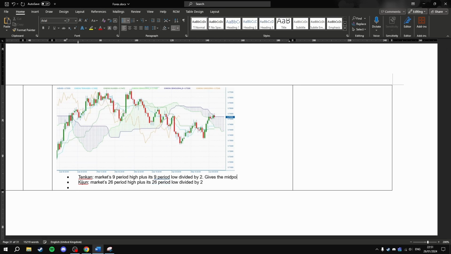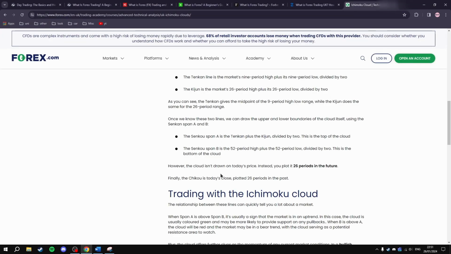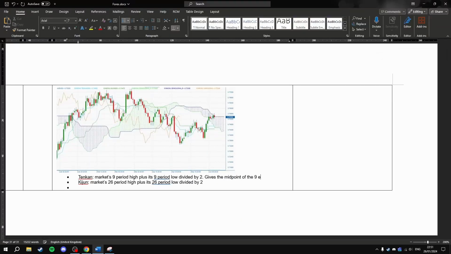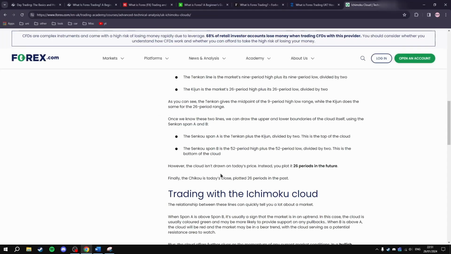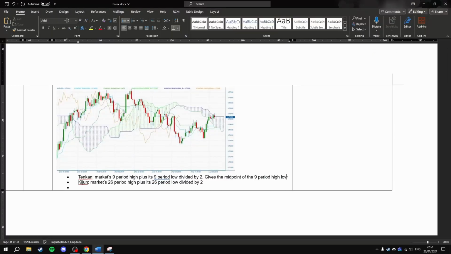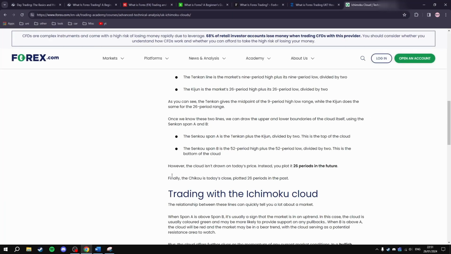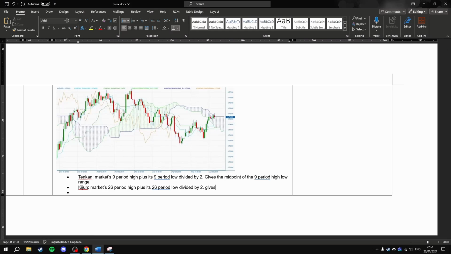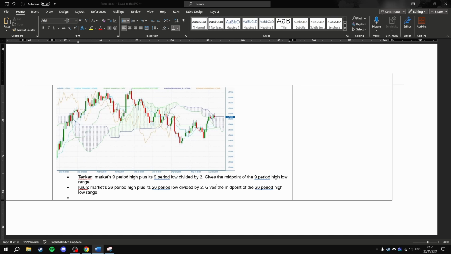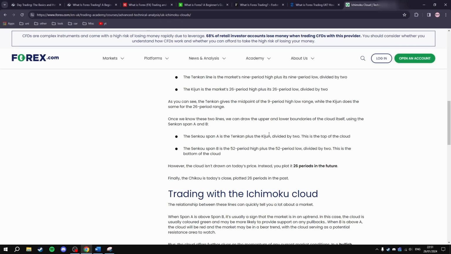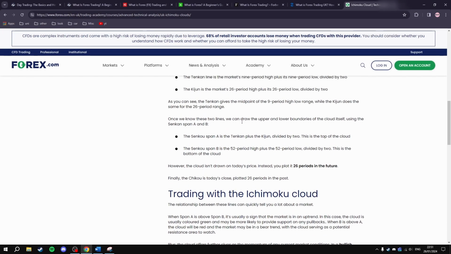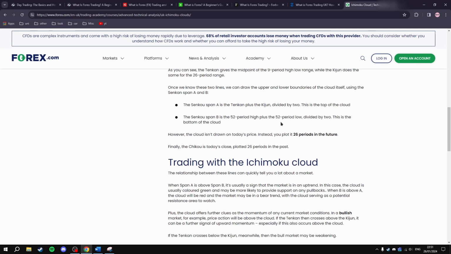Gives the midpoint of the 9-period high-low range. Gives the midpoint of the 26-period high-low range. Once we know these two lines, we can draw the upper and lower boundaries for the cloud itself using the Senkou Span A and B.